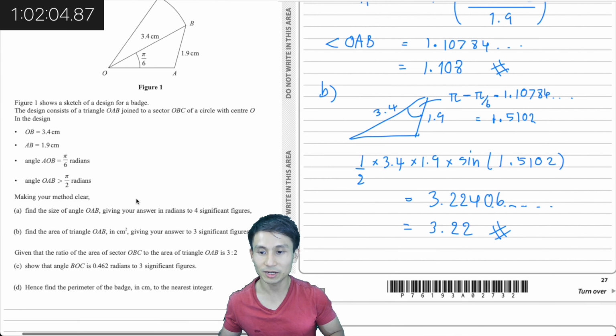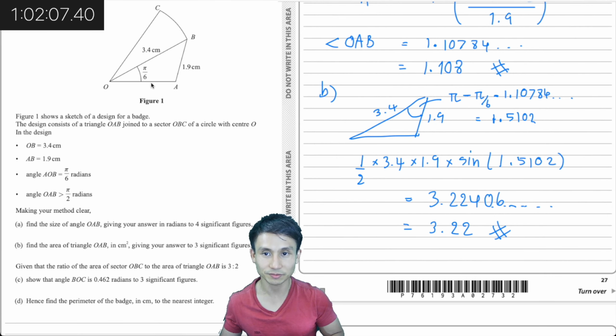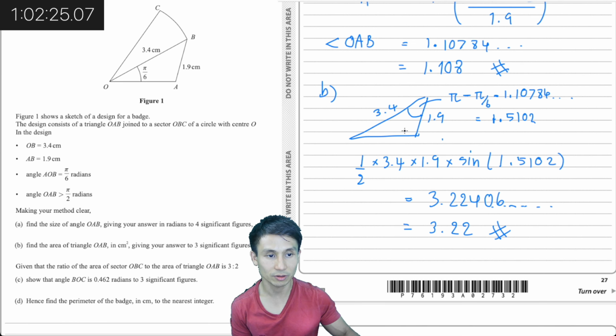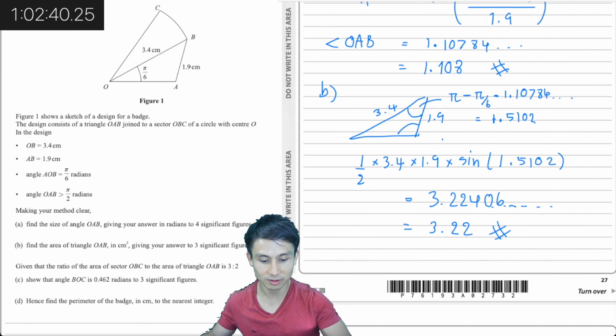B, find the area of the triangle OAB. So for OAB, we've got to find one of the angles first. I picked this angle. So I did pi minus pi over 6 minus the angle I got in OAB, which is this angle right here. Wait, what? Hang on. This angle was 1.108. Okay, I used a more precise figure here. Nothing seems off here. I already checked this value. I'm going to do it again, okay?